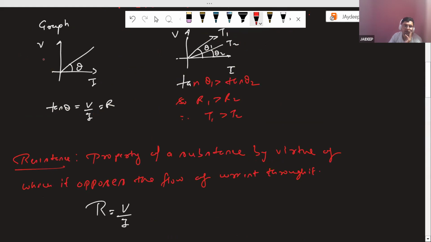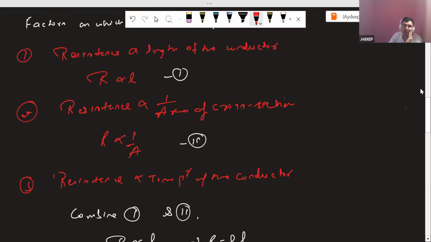Now the graph between V and I. This is the graph, directly proportional, and tan theta equals V over I. This is the slope. In a VI graph, the slope gives you the resistance. There are two temperatures, T1 and T2. If the question asks which is bigger, T1 or T2, tan theta 1 is greater than tan theta 2. So resistance R1 is greater than R2, so T1 is greater than T2. If the resistance is high, then the temperature will also be high.